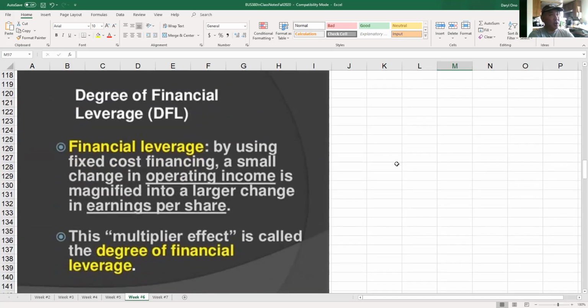Now the next one that we want to look at is the degree of financial leverage. Your degree of financial leverage arises by using fixed cost financing, such as loans, such as bonds. A small change in operating income is magnified into a larger change in earnings per share. This, quote, multiplier effect is called the degree of financial leverage.